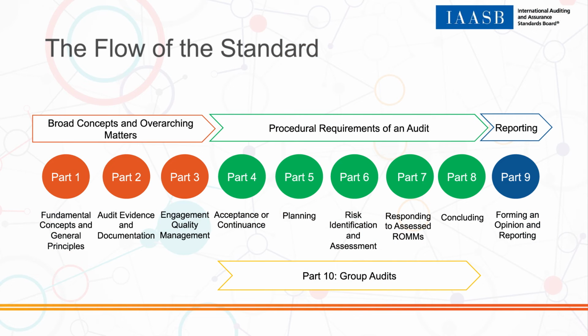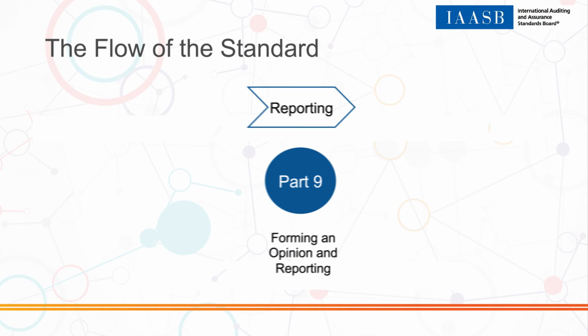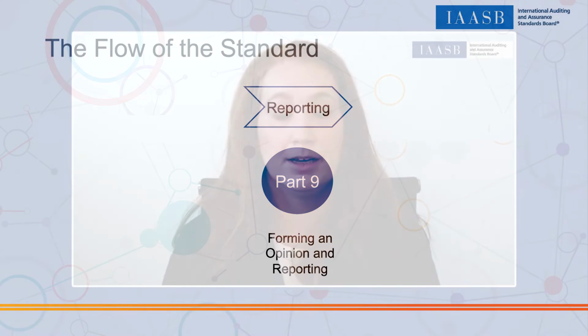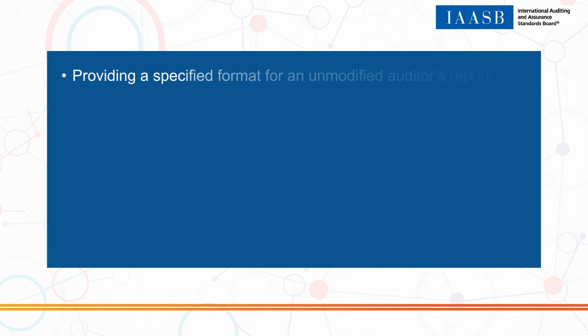Next is Part 9, which sets out the requirements for forming an opinion, including the types of audit opinions, the content of the auditor's report, other information, and comparative information. Part 9 presents the reporting requirements by following a three-part approach. First, providing a specified format for an unmodified auditor's report. Departures from the wording of the report are not permitted except where required for compliance with law and regulation.